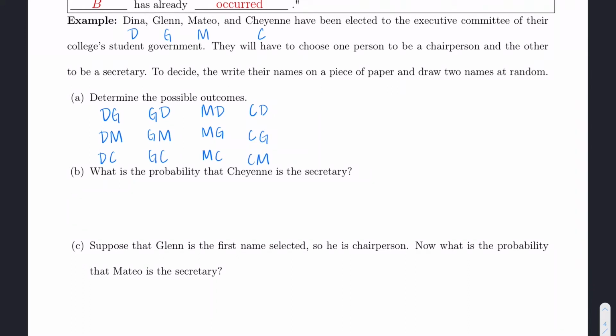Looking at this, we can see that there are 12 total outcomes, which is going to help us answer this next part. The next part says, what is the probability that Cheyenne is secretary? To consider that, we have to find all of the cases, regardless of who is chairperson, where Cheyenne is the secretary. That's basically when the C shows up in the second spot. So it can happen 1, 2, or 3 times.